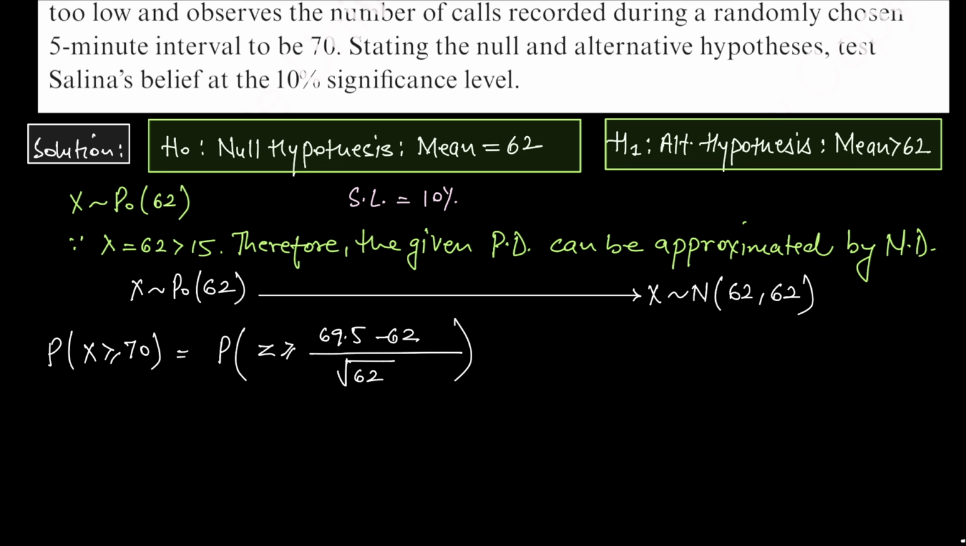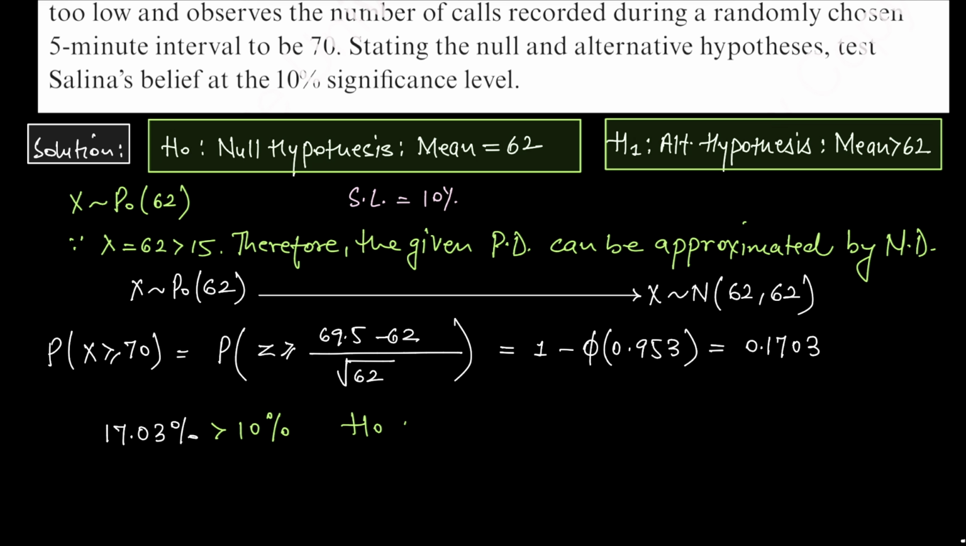Let's close the brackets. This gives us the final answer as 1 minus phi of 0.953, and hence when we calculate we get the final answer as 0.1703. So here we can see that when we convert it to percentage, it is 17.03%, and this percent is actually greater than 10%. So I will write, it implies H naught is accepted.